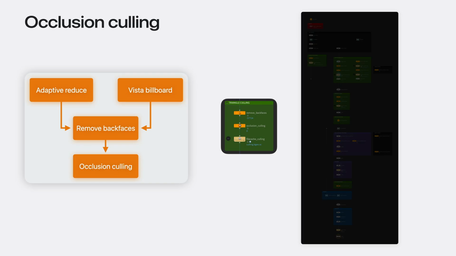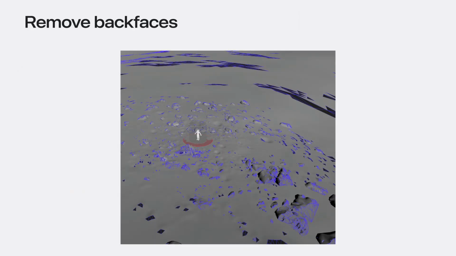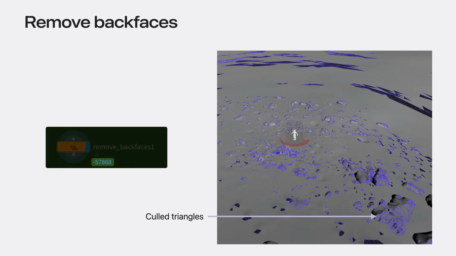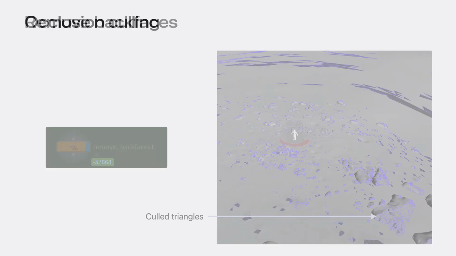Both run in tandem after polygon reduction. First, remove backfaces. It uses a dot product comparison to find polygons that always face away from the immersive boundary. It's fast, reliable, and a great first pass. Culled polygons show up in wireframe, and the triangle savings appear right below each HDA. In the moon's case, just under 60,000 are removed.